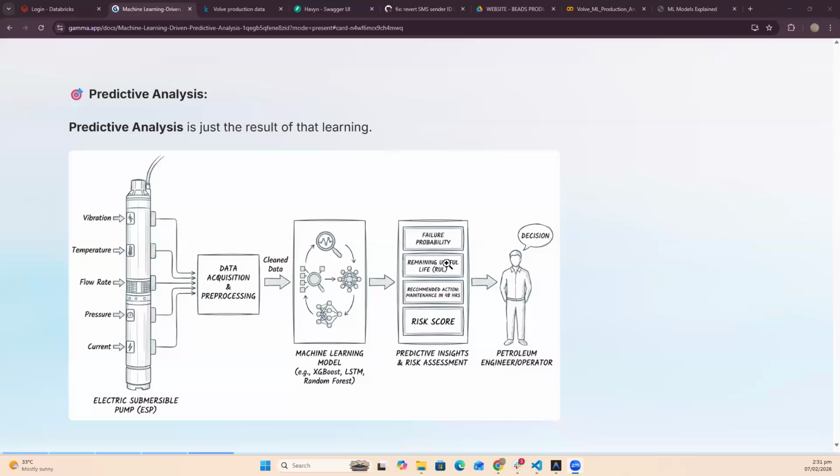We can get remaining useful life. How many days is left before failure? We can get recommended action. So all these are predictive analysis. And what we have to understand is predictive analysis does not come with the decision. All right.